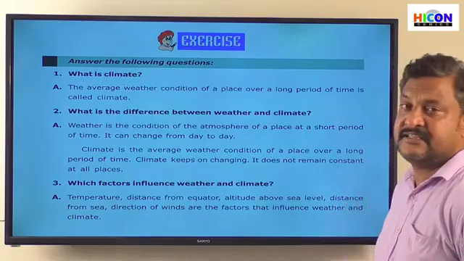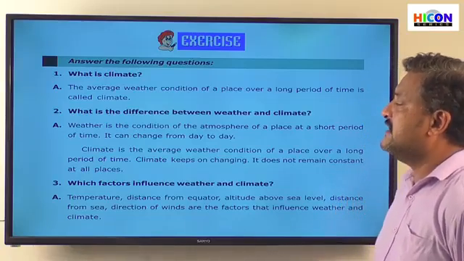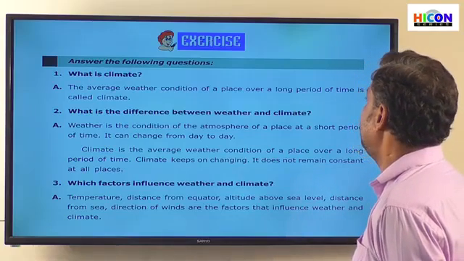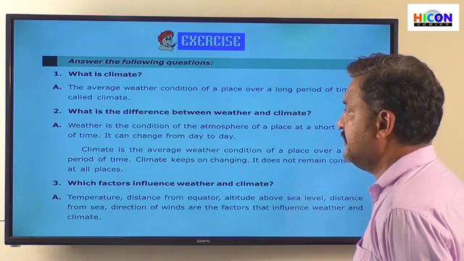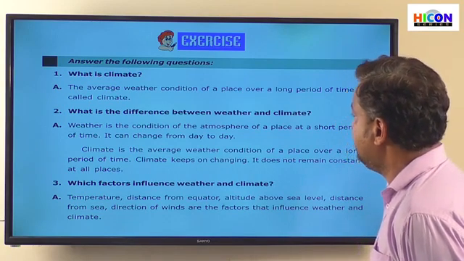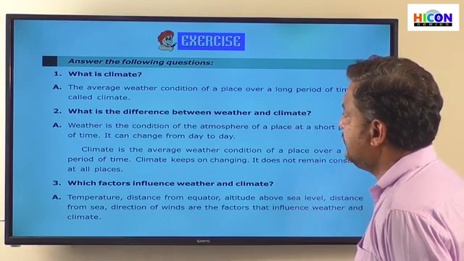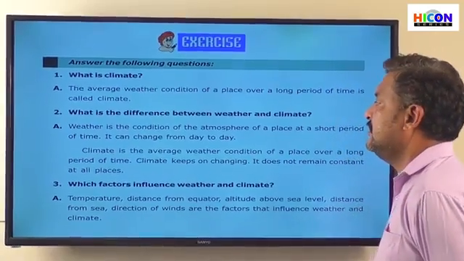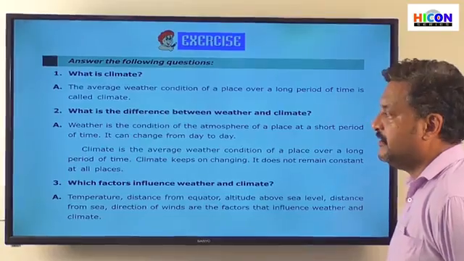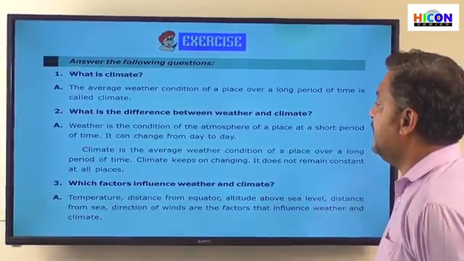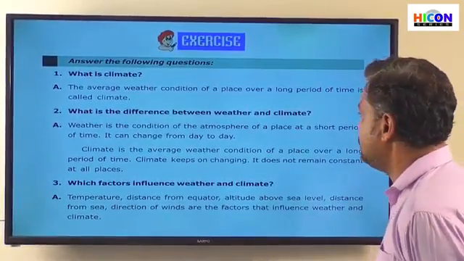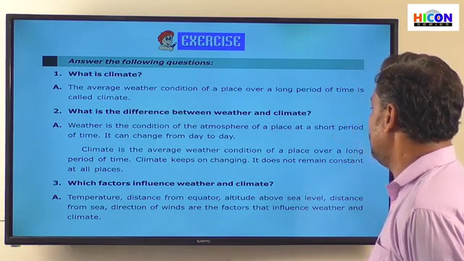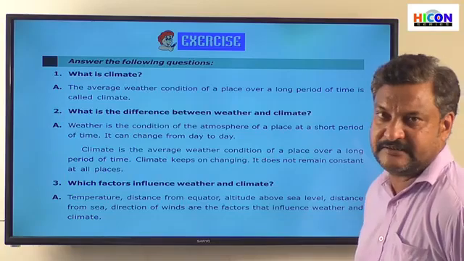Right? So I'll read these questions once again. What is climate? The average weather condition of a place over a long period of time is called the climate. What is the difference between weather and climate? Weather is the condition of the atmosphere of a place at a short period of time. It can change from day to day. Climate is the average weather condition of a place over a longer period of time. Climate keeps on changing. It does not remain constant at all places.